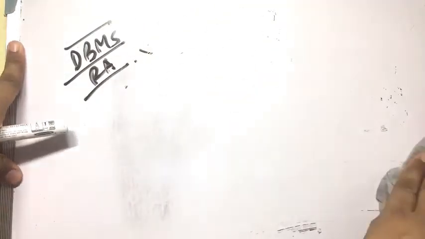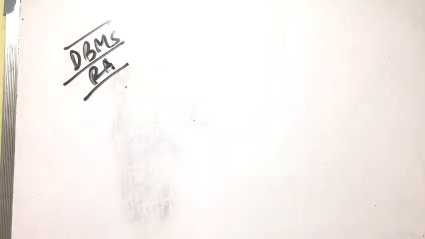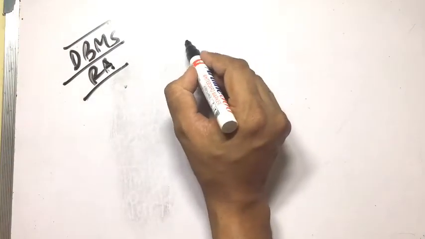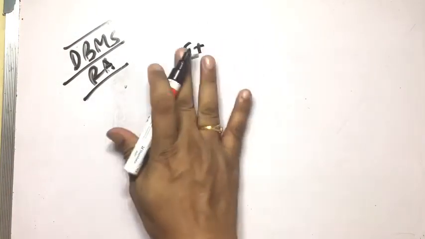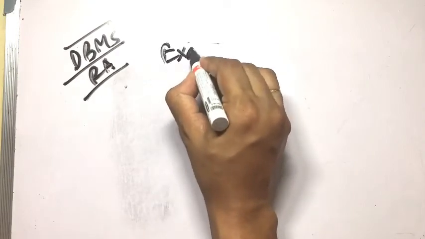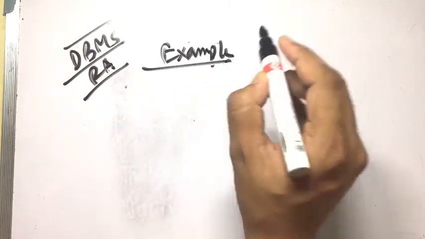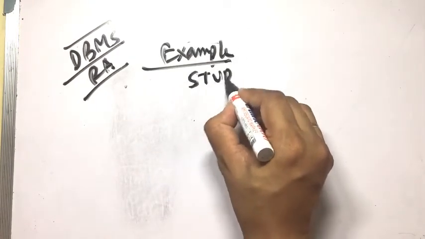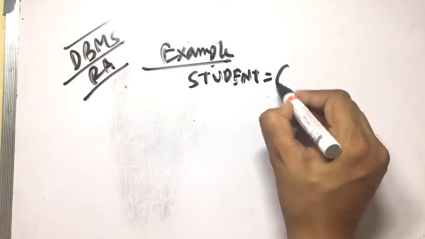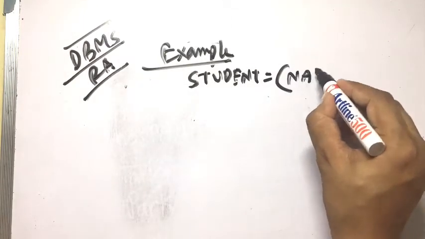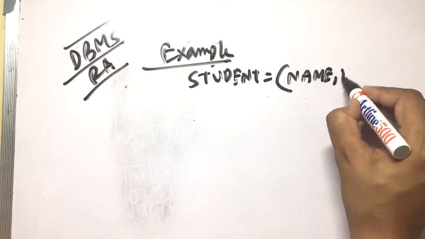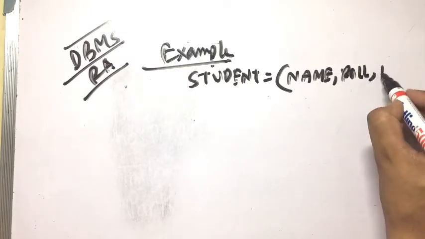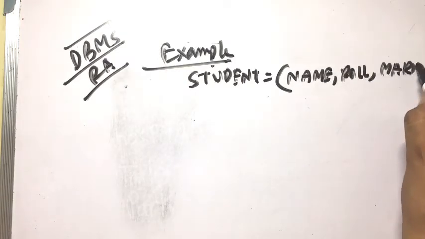It is a unary operator because it requires only one relation or table. Now the example. Suppose the name of the table is student, which consists of name, roll and marks.